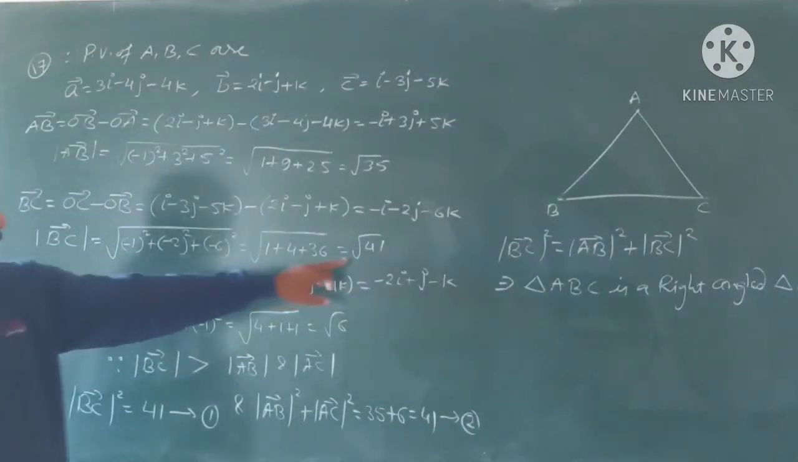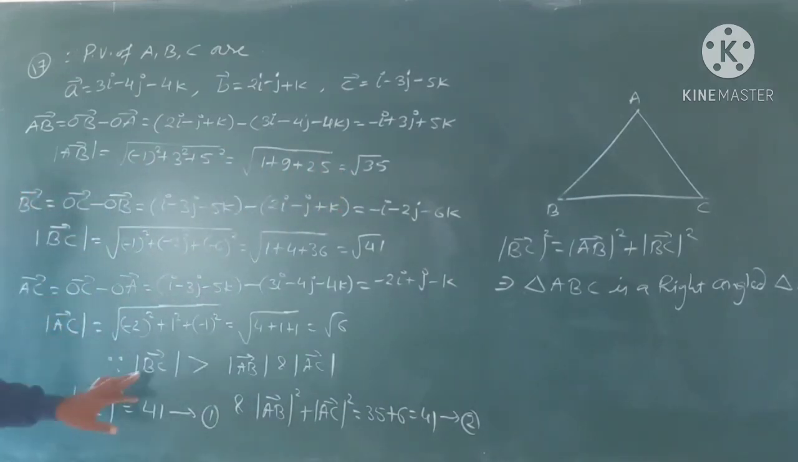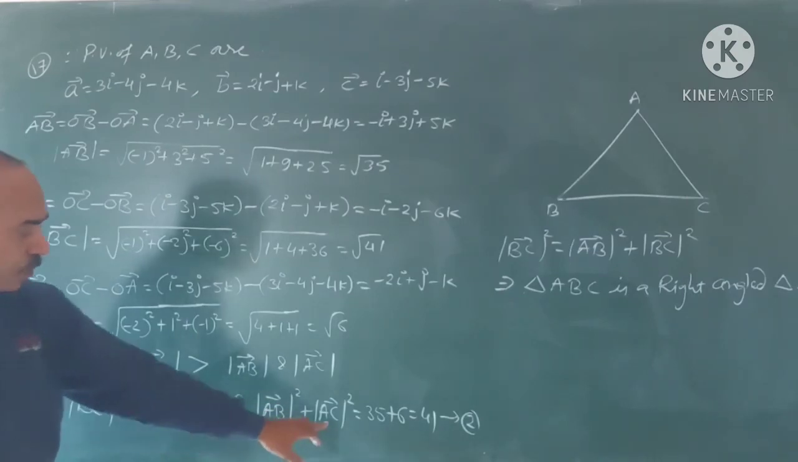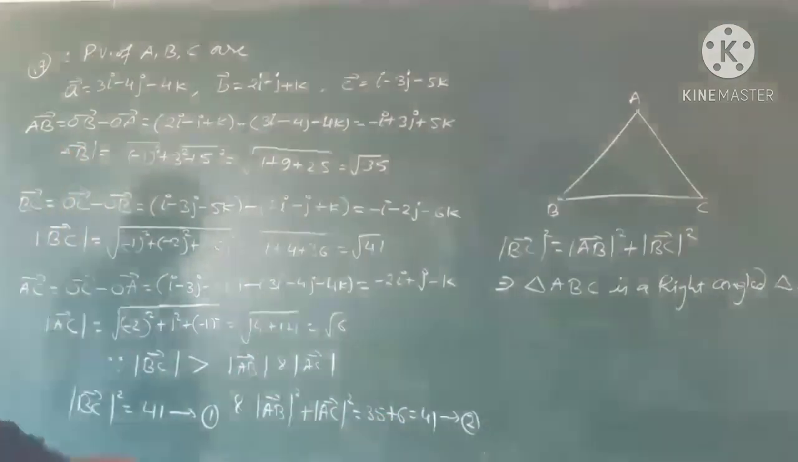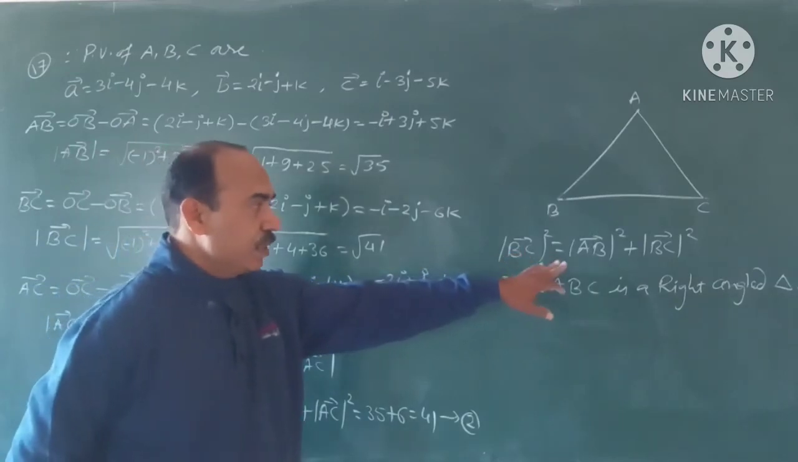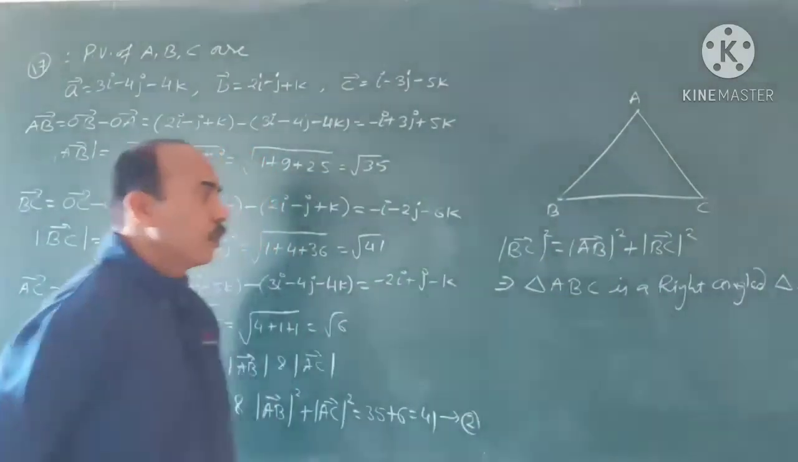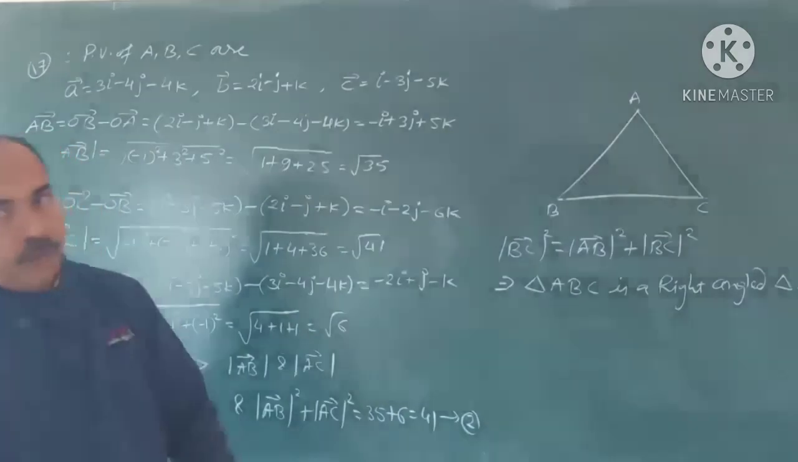Since mod of BC is greater than both mod of AB and mod of AC, find mod of BC whole square which is 41, and after that find the sum of the squares of the other two sides, that is mod of AB square plus mod of AC square, which is once again 35 plus 6, it means 41. So by 1 and 2 we get mod of BC whole square equals mod of AB square plus mod of AC square. So by converse of Pythagoras, these are the vertices of a right angle triangle.